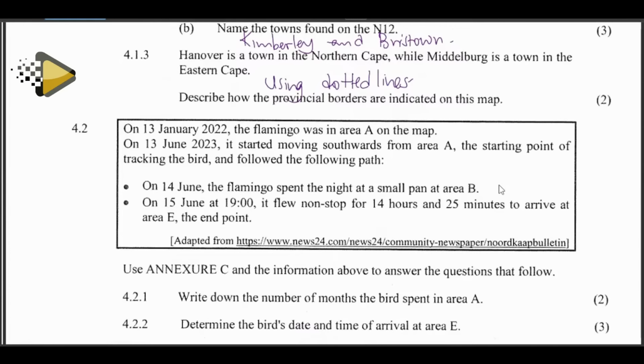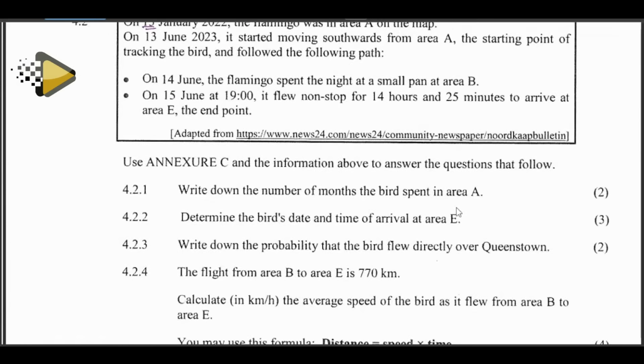Area A, it was there on the 13th January. The flamingo was in the area A. Then on 13th June, it started moving. So it has been there for 1 year and a half. 1 year and the same number of months, which is what? It had been there for 18 months.